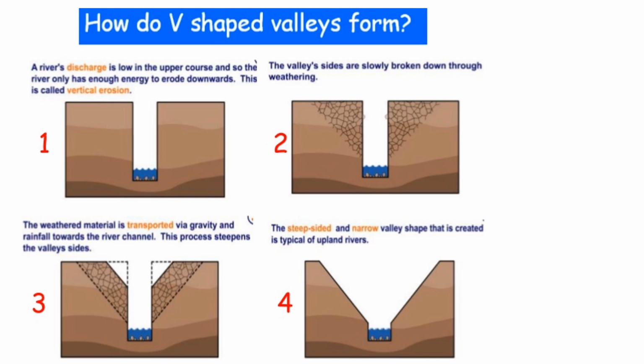Now, to answer the question, how is this linked to interlocking spurs? Well, this V-shaped valley will be following the river. Now, the river won't go in a straight line, it will meander, it will change direction. So this means that you get these spurs crossing over like a zip, and these are the interlocking spurs.